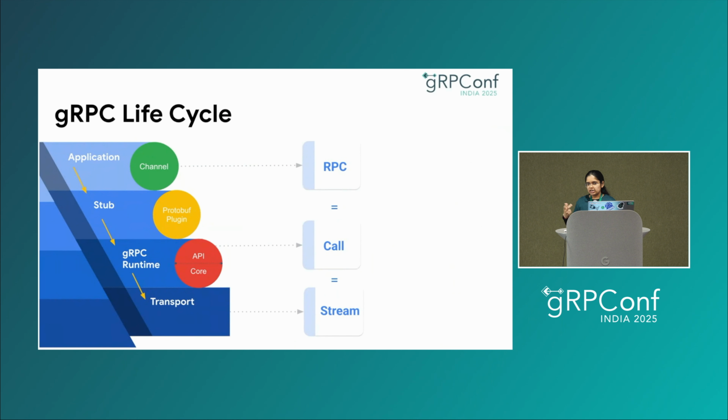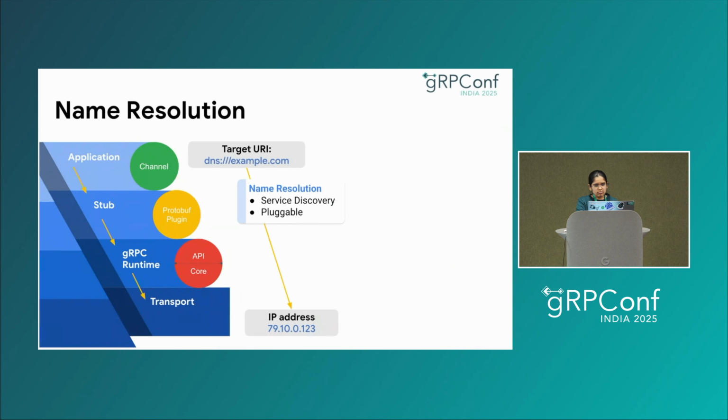Now, after establishing a channel, you create a client stub from it. A stub is nothing but a layer of generated code. This stub, generated from your protobuf definition, is the object you will use to make all your remote calls in your applications. When you invoke a method on the stub, it internally initiates a logical call within the gRPC runtime. This call is then mapped to an HTTP2 stream at the transport layer, which handles the actual data transmission.